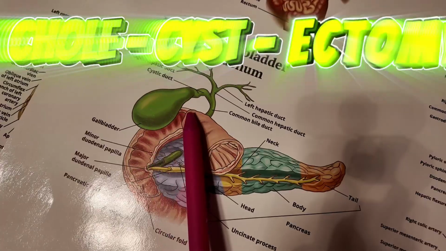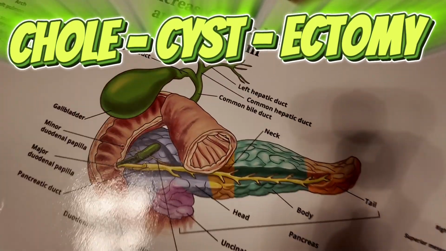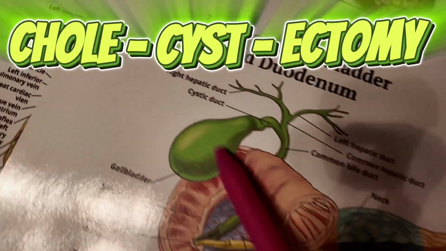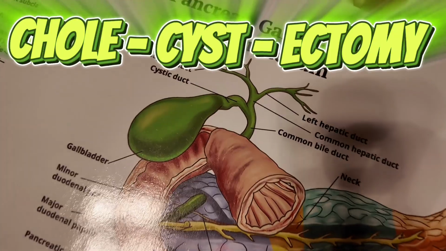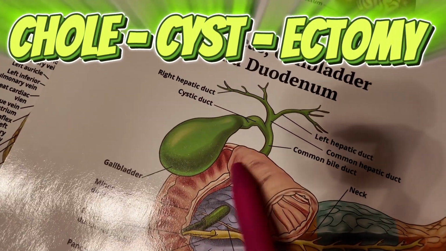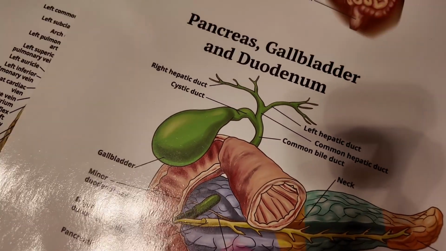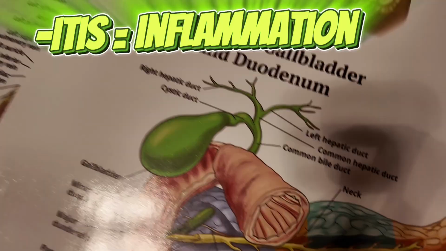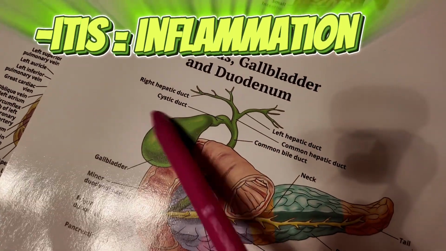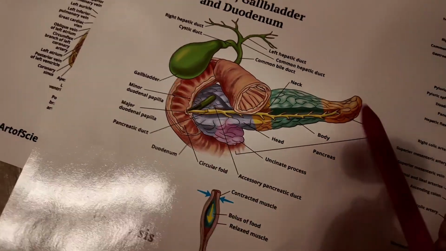So if there's a cholecystectomy, well, chole is the word for bile, and the gallbladder collects bile. So when they say cholecystectomy, cyst is the word for a bag, right? So cholecystectomy means cut out the bag with bile. Itis usually stands for inflammation. So cholecystitis, inflammation of the gallbladder, right? Pancreatitis, inflammation of the pancreas.